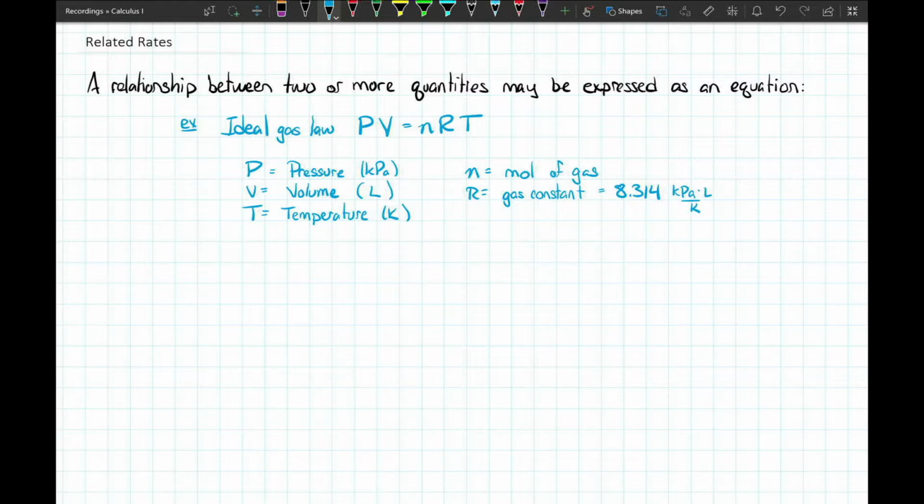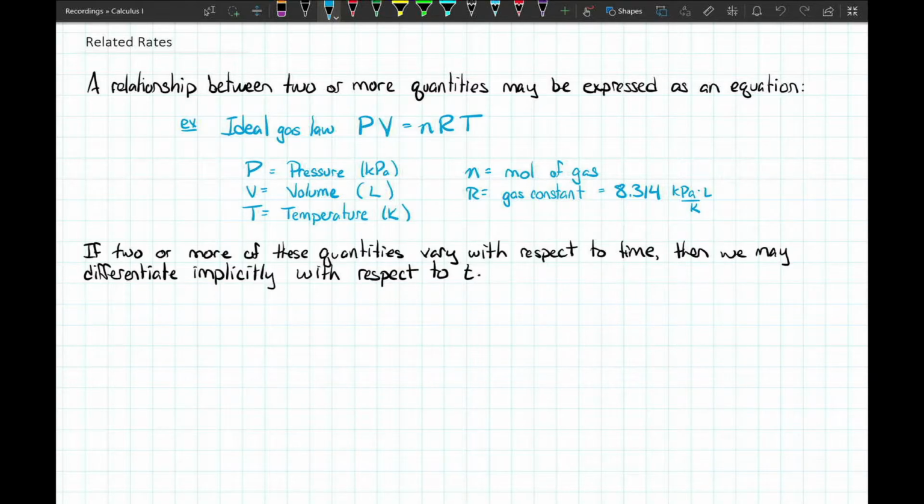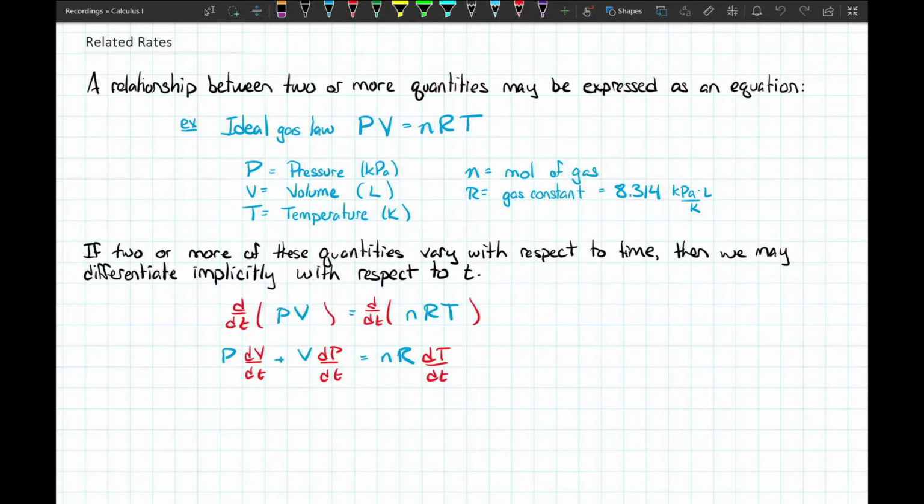What we're going to do is look at this equation with respect to time. If two or more of these quantities vary with respect to time, then we can differentiate implicitly with respect to t. Applying the differentiation operator on both sides, we take the derivative with respect to t. Don't forget to use the product rule on the left-hand side and a constant multiple rule, where we treat n and R as constants. As a result, we end up with P times the rate of change of volume plus V times the rate of change of pressure equal to nR times the rate of change of temperature.